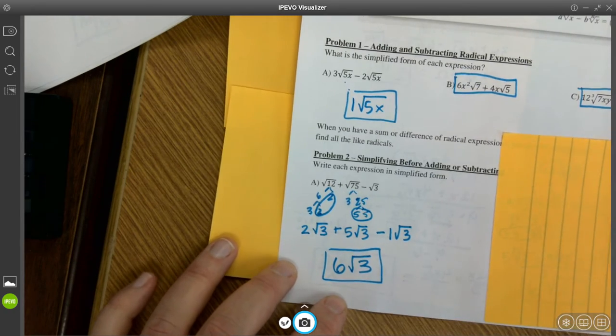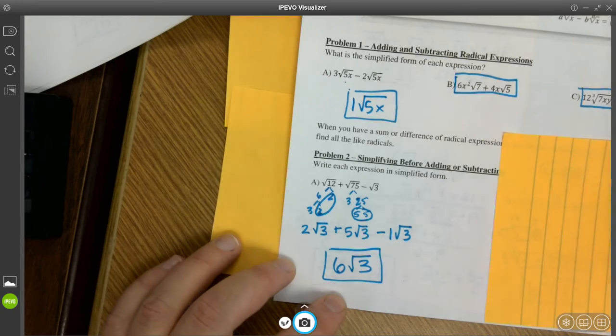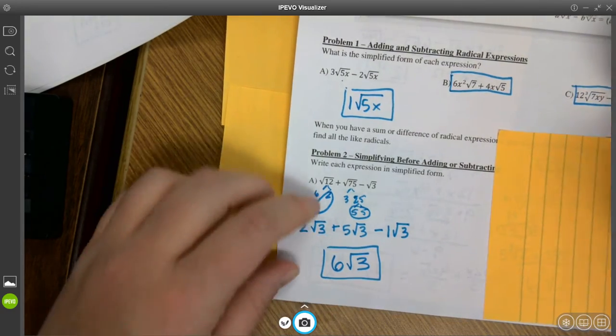So right now I want you to pause the video and try to do the other one by yourself. Try to do B by yourself.